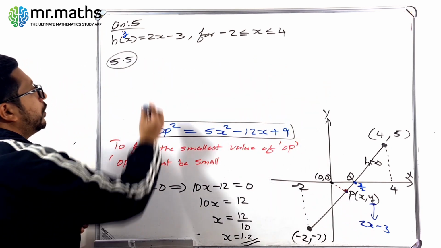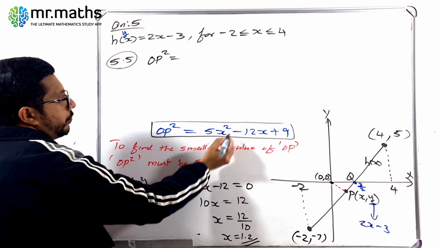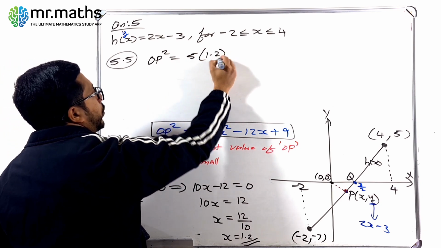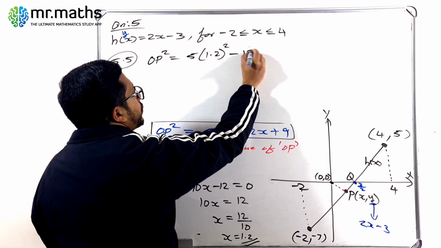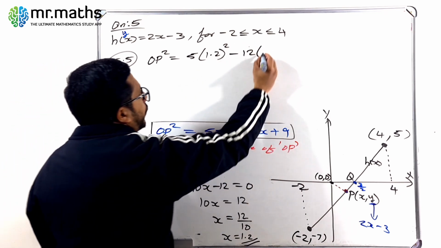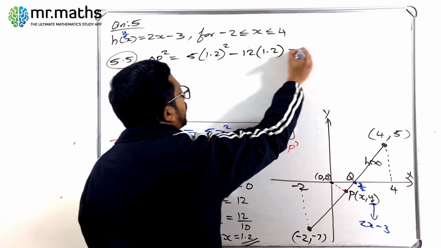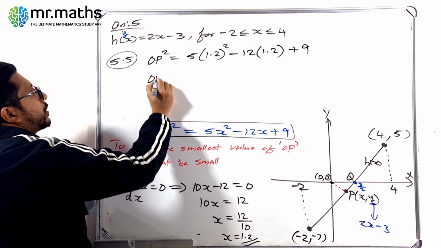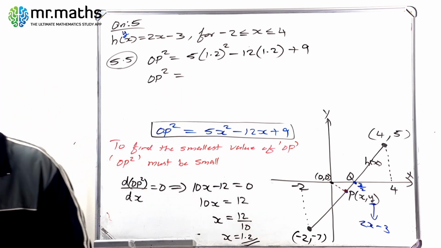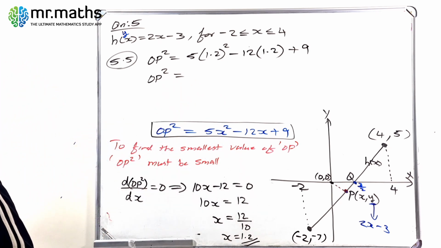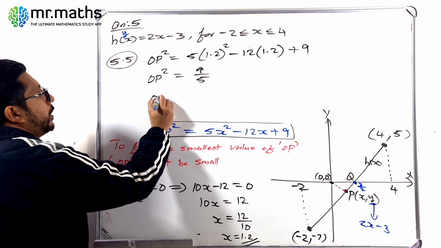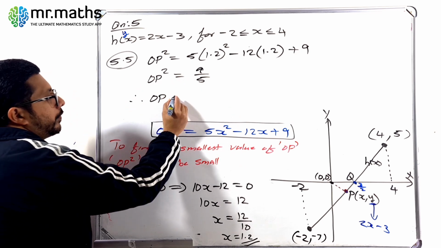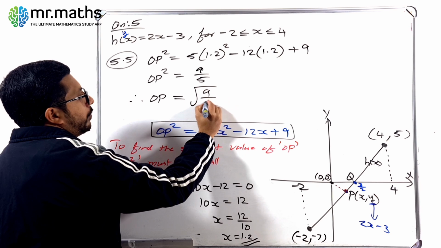So what is OP square? OP square is equal to 5x square, 5 into 1.2 square, sorry, plus, it's a minus 12 into x. X is 1.2, plus 9. So check in your calculator what is the answer for that one. In your calculator you will get 9 over 5. So what is OP? OP square is 9 over 5. So what is OP? Root of 9 over 5.